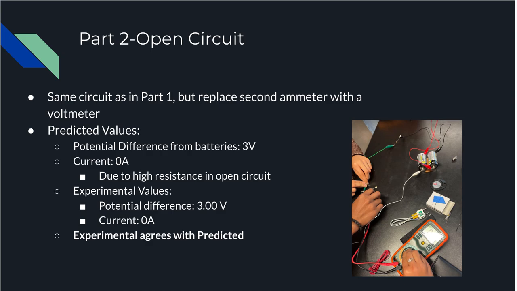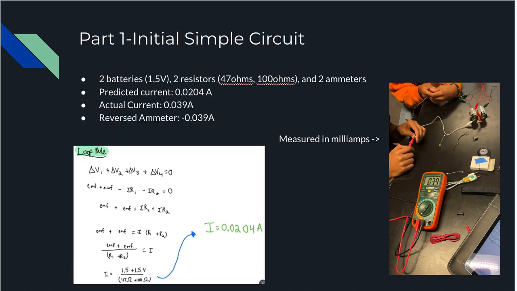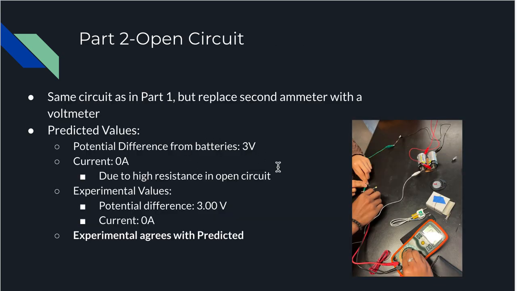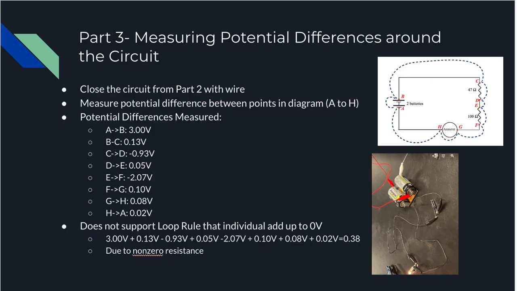So for the open circuit, same circuit, but replace the second ammeter with a voltmeter. For this circuit, the potential difference was 3 volts, and the experimental value was also 3 volts, so it agreed with the predicted. So for measuring potential differences around the circuit, this changed a bit. It didn't support the loop rule just because of the non-zero resistance in the wires, and it also had a potential difference in the wires. So it's not very similar to the ideal, and it did not add up to 0. So it did not support the loop rule.